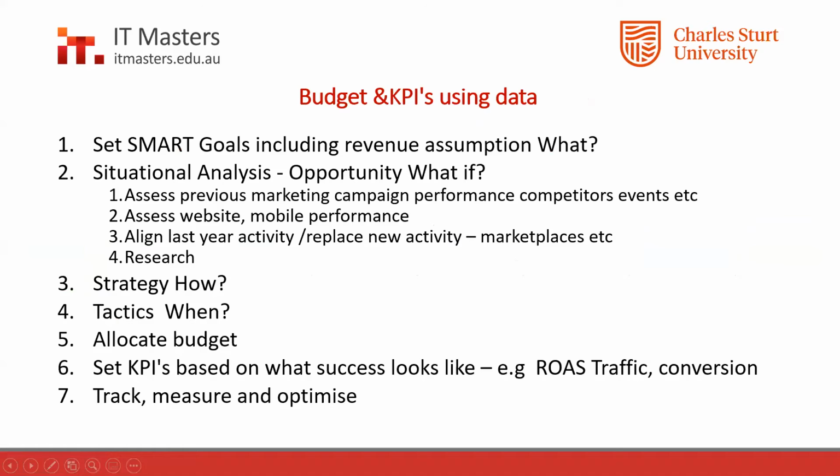So just in summary, your budget and KPIs should use data, set SMART goals, including things like revenue assumption, maybe even conversion assumption, and assess previous marketing campaigns. That's where annotations are really important when you're looking back on a whole year ago and you're mapping out the coming year. It's really important to know whether you did a Bonds 40% off sale last year and you're trying to replicate that, and if you're not doing that, then what else are you doing to achieve your goals?